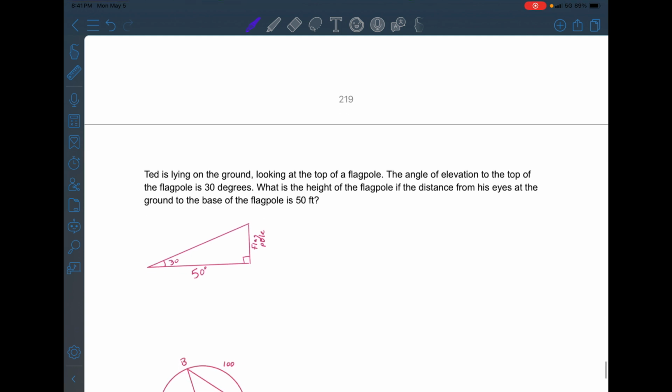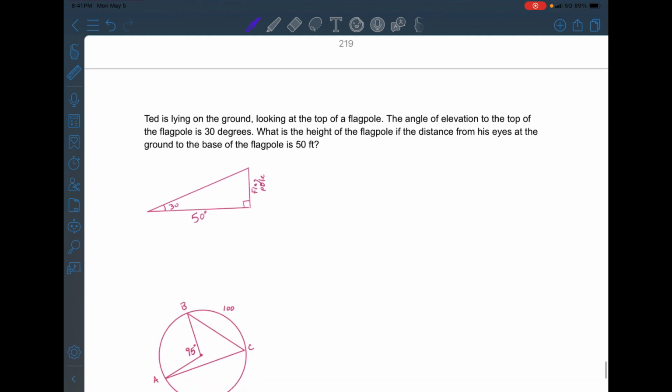All right. Ted is lying on the ground looking at the top of a flagpole. Why is he lying on the ground? Well, that keeps us from having to have extra stuff there. So he's laying right here. So there's no extra room up there, okay? So the angle of elevation to the top of the flagpole is 30 degrees. We already have it labeled. What is the height of the flagpole if the distance from his eyes at ground to the base of the flagpole is 50? So we already have this labeled. We're looking for this side.